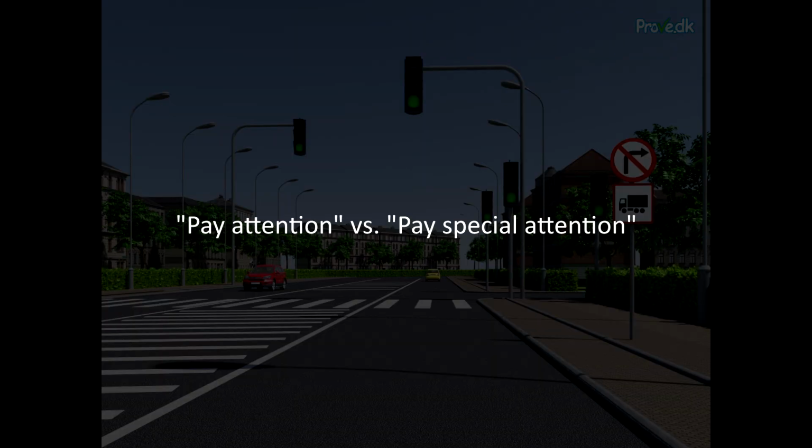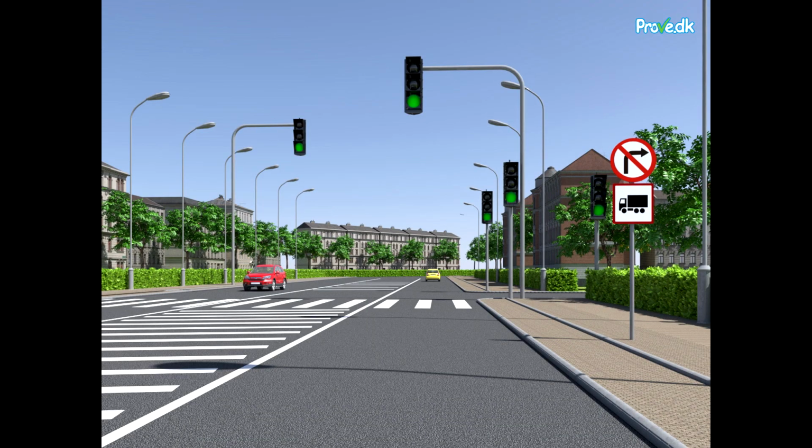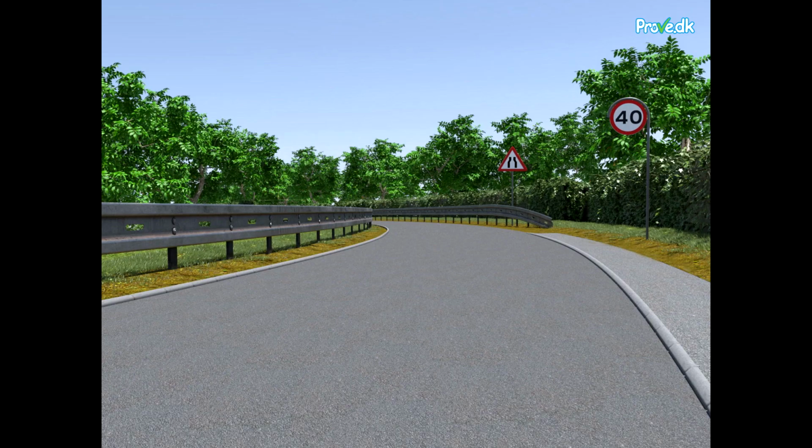There is a distinction between the expressions, "pay attention," versus, "pay special attention." For example, if you see a traffic sign indicating that trucks are not allowed to turn right, you should still pay attention to the sign even if you are driving a regular car. But, you don't need to pay special attention to this sign, as you are not driving a truck. In this situation, you must pay special attention to the traffic signs, because they are important for your continued driving.